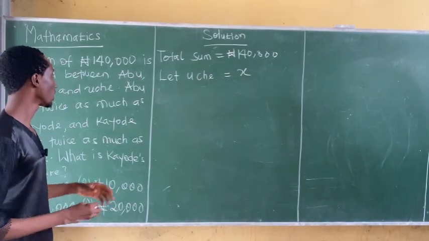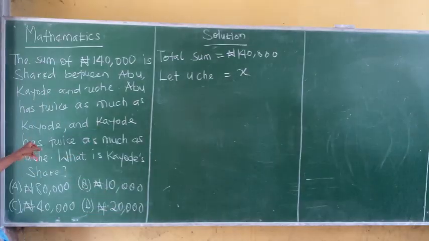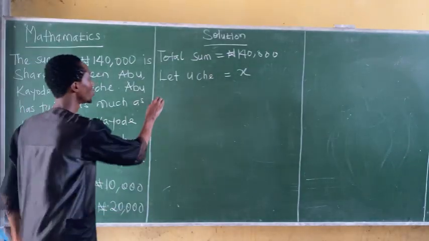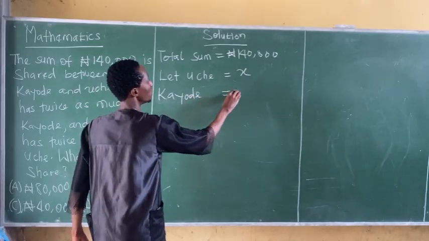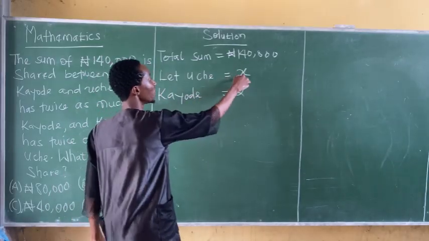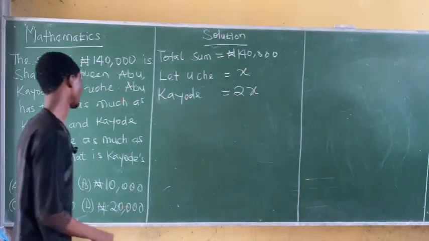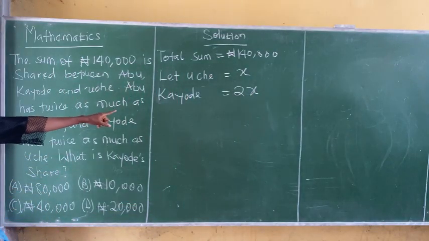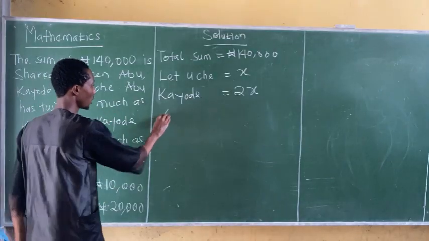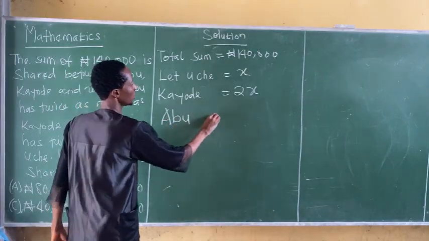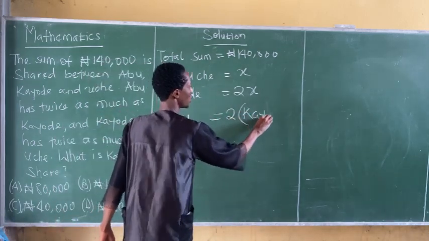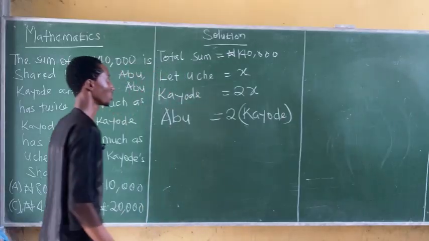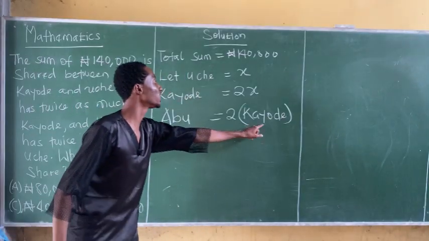From the question here, they say Kayode has twice as much as Uche. So Kayode here is twice as much as Uche. Uche here is X. So Kayode is 2X. This other part of the question says Abu has twice as much as Kayode. So Abu here is 2 times what? Kayode. That's what the question says. And don't forget, Kayode here is what?